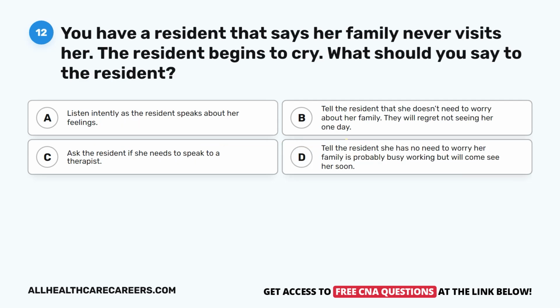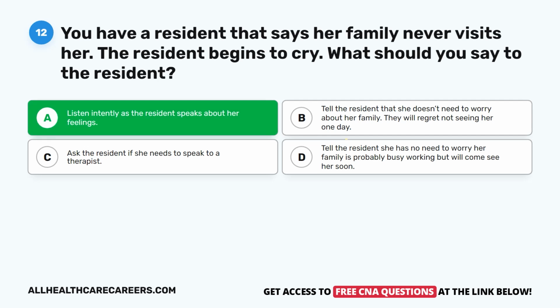Question 12. You have a resident that says her family never visits her. The resident begins to cry. What should you say to the resident? A. Listen intently as the resident speaks about her feelings. B. Tell the resident that she doesn't need to worry about her family. They will regret not seeing her one day. C. Ask the resident if she needs to speak to a therapist. D. Tell the resident she has no need to worry. Her family is probably busy working, but will come see her soon.